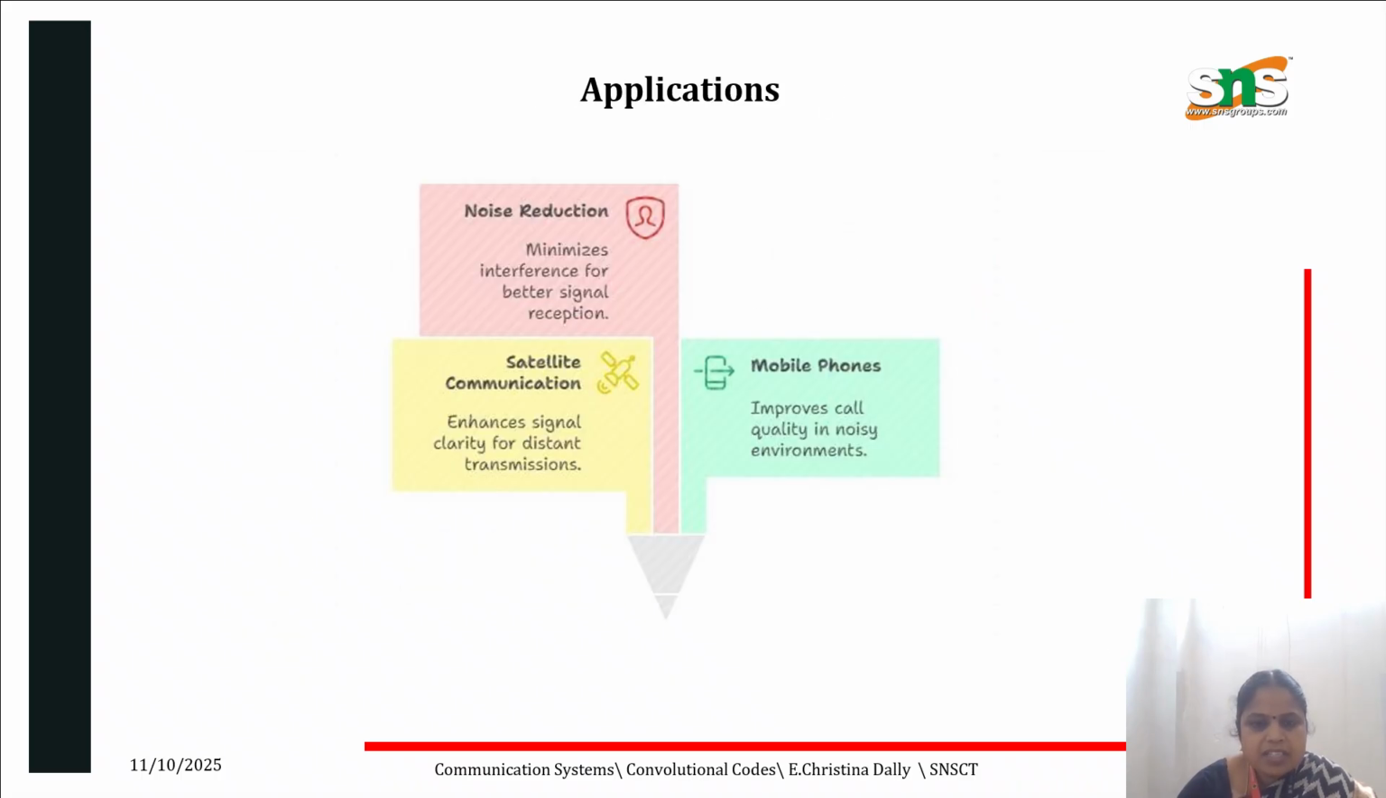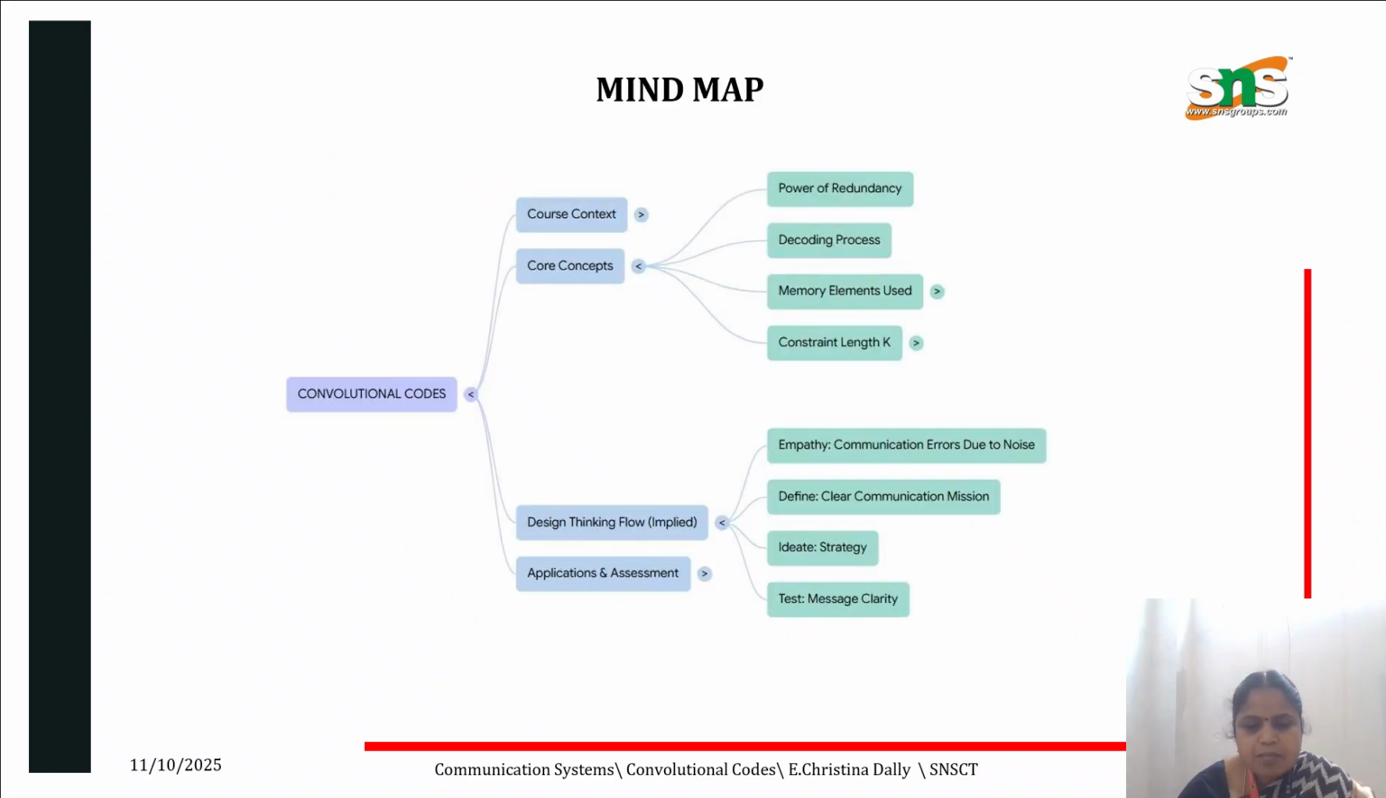Where are we using convolutional codes? There are some applications. The first one is noise reduction. It minimizes interference for better signal reception. The next one is satellite communication. It enhances signal clarity for distant transmissions, and we use it in mobile phones, which improves call quality. So this is the mind map of convolutional codes.